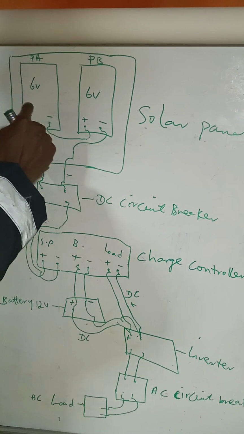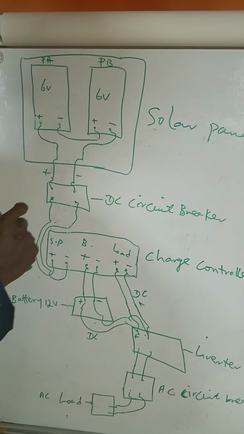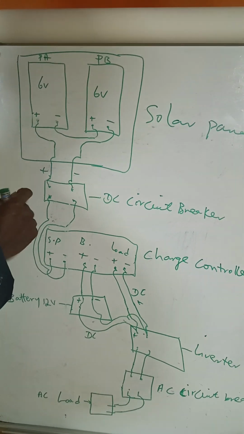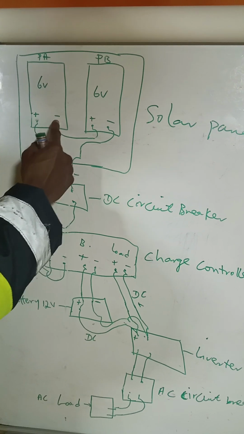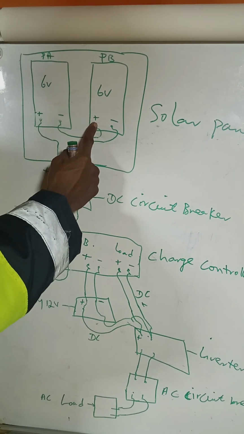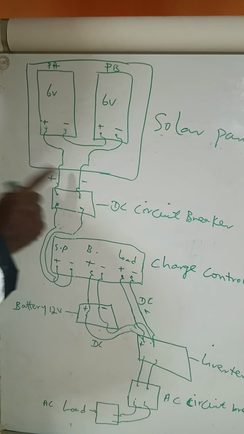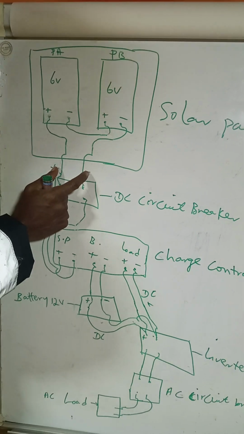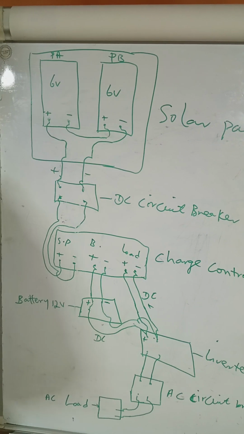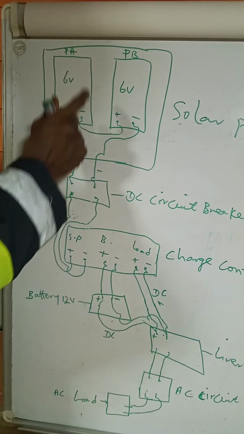Here you can see panel A has 6 volts, panel B has 6 volts. If you connect them in series, that is linking the negative of panel A to the positive of panel B, and bringing out the negative terminal and the positive terminal, you have them connected in series. What you have at this point is 12 volts. So we have 12 volts from the panel up to this point.